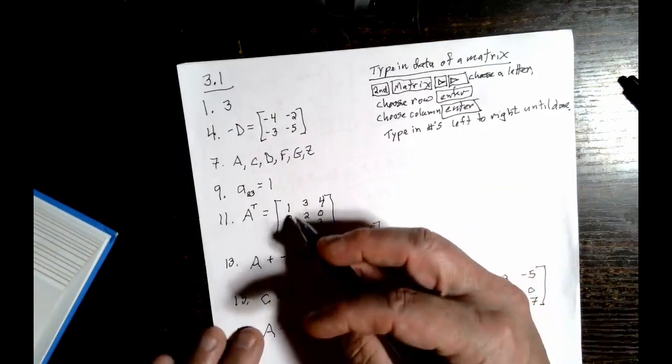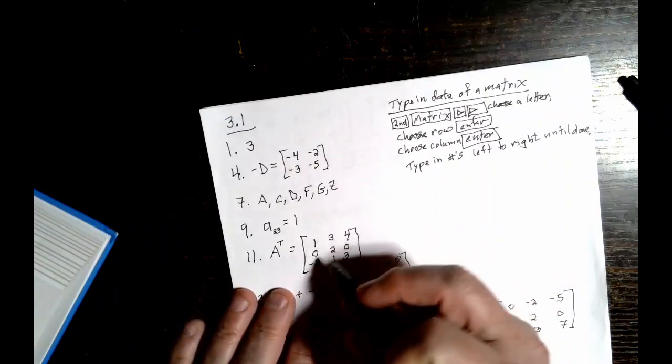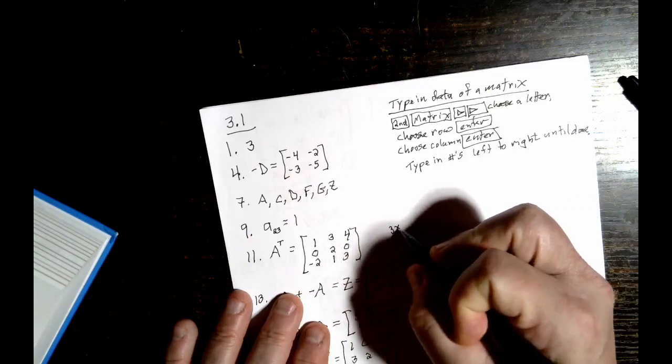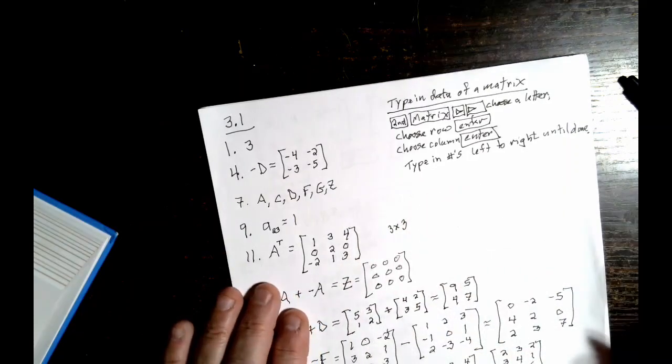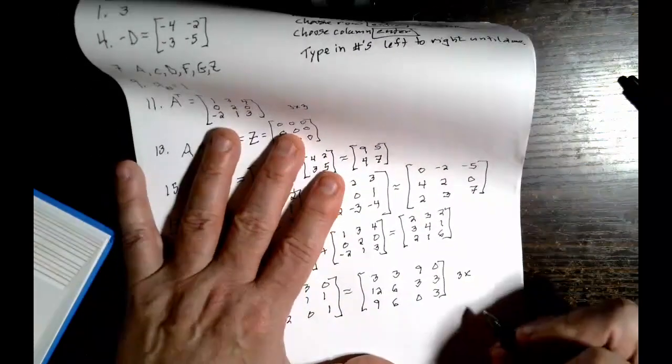Now the order is found by counting how many rows and then how many columns. So this is known as a 3 by 3. You write it that way. This one is a 3 by 4. This one right here is 3 by 4.